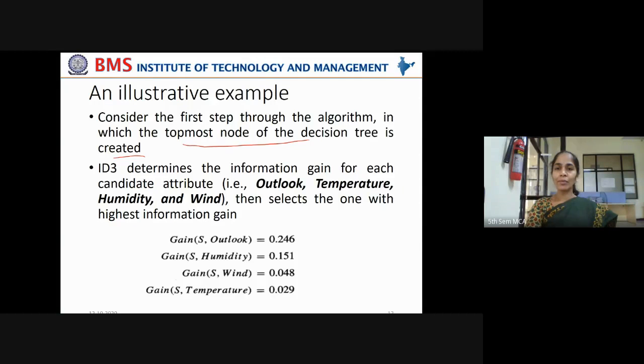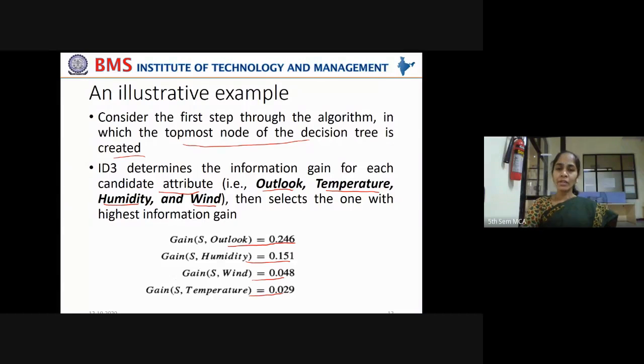Now ID3 determines the information gain for each candidate attribute. What are the attributes? Outlook. Information gain for outlook is calculated. Information gain for temperature is calculated. Information gain for humidity is calculated, and information gain for wind is calculated. Then it selects the one with highest information gain. Right? So for your quick understanding, the information gain is given here, but when you are working out a problem, you have to calculate the information gain and list them like this so that it will be easy for you to select which one has to be used as the root node.